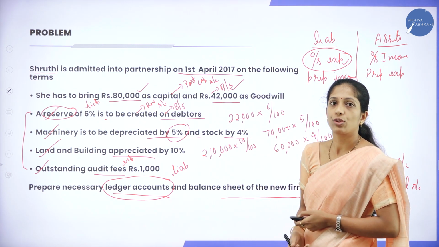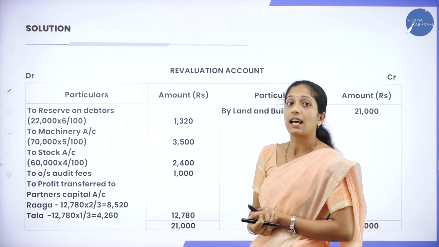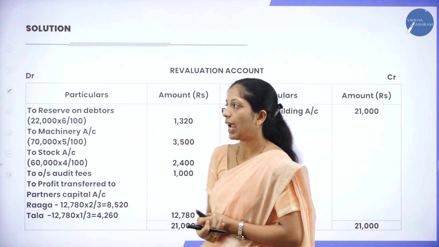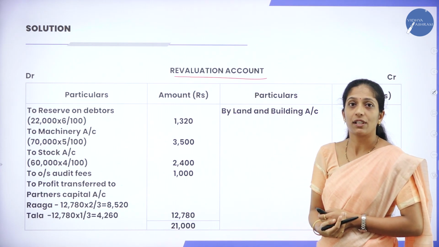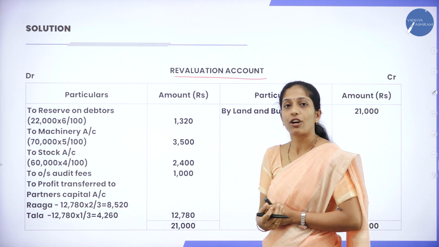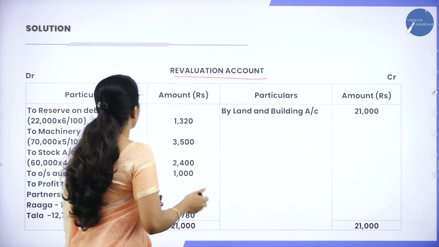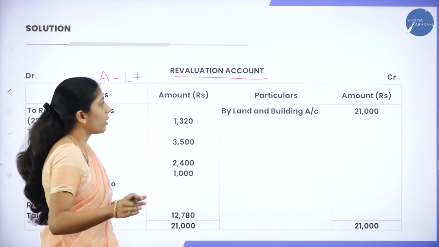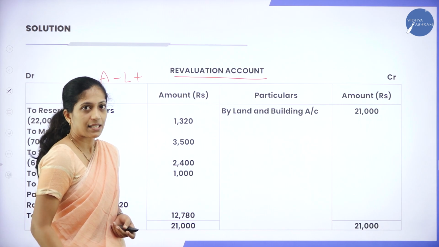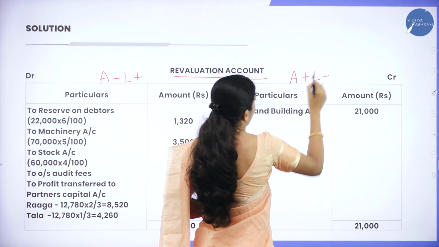Now we shall directly go through the solution. Which is the first account to be prepared? As I told you, revaluation account. So write the heading revaluation account. Already we know the format. So what are we going to record on the debit side? A minus, L plus. So when you solve the problem, record this first or else you will get confused. A minus, L plus. Coming to the credit side, what is it? A plus, L minus.